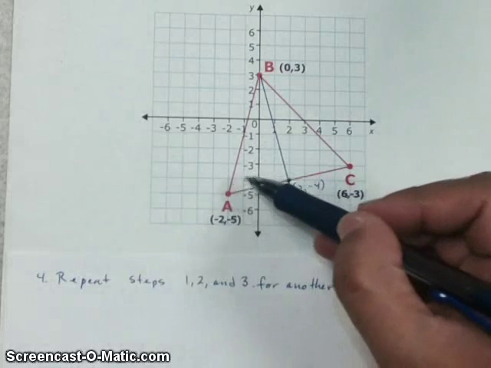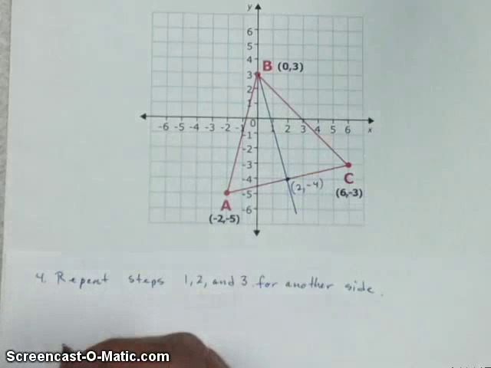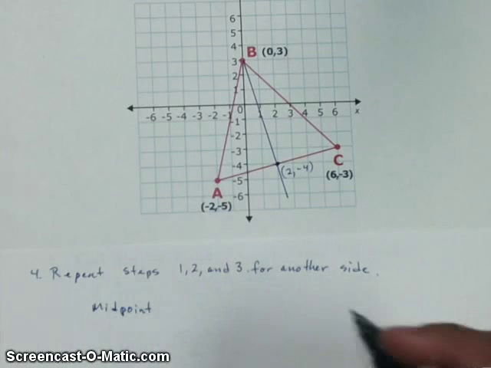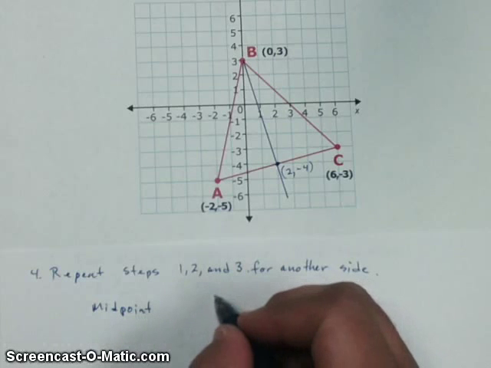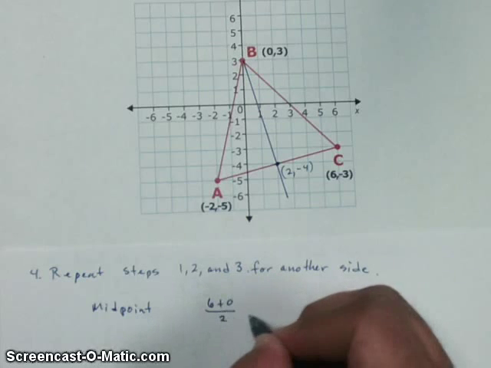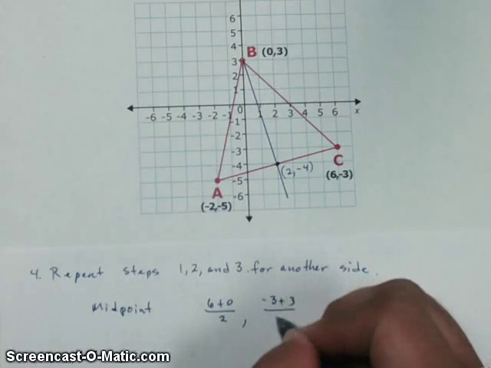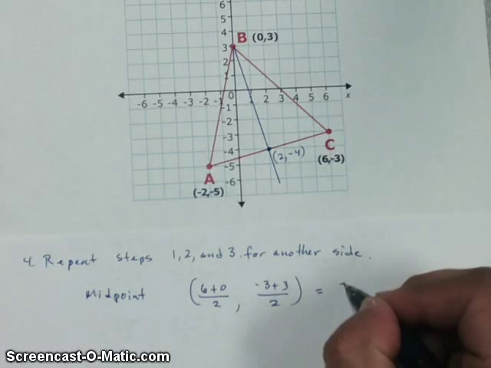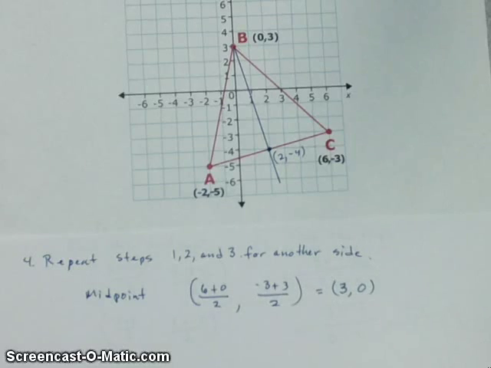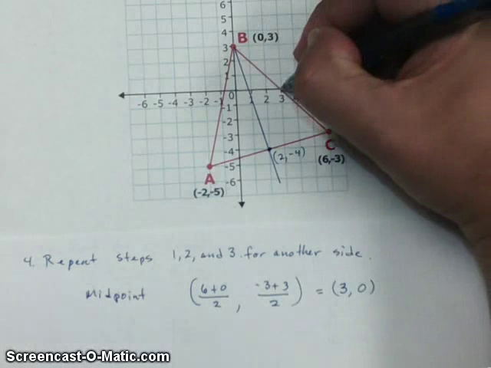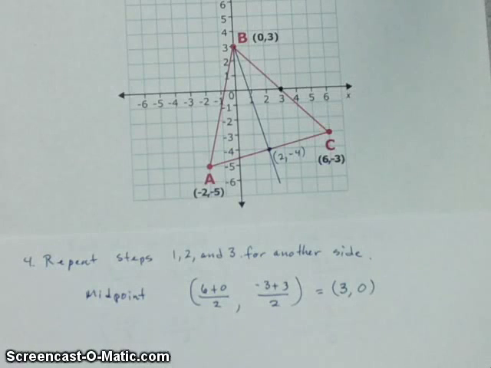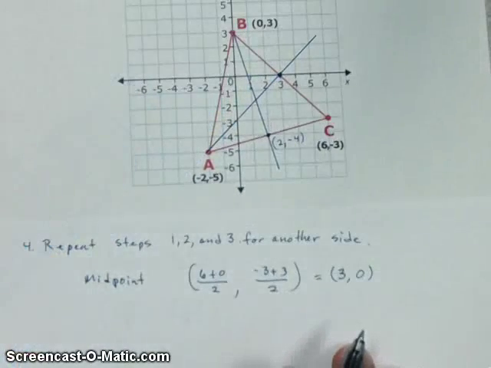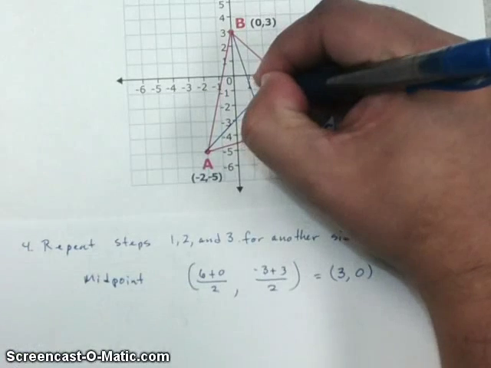I'm going to go ahead and use this side BC right here. The first step was to find the midpoint. So that's going to give me 6 plus 0 over 2 and negative 3 plus 3 over 2. Putting this in the calculator, that's going to give me a midpoint of 3, 0. So for this side BC, the midpoint is right here at 3, 0. If I draw that, that's my second median. Now this point right here is the centroid.